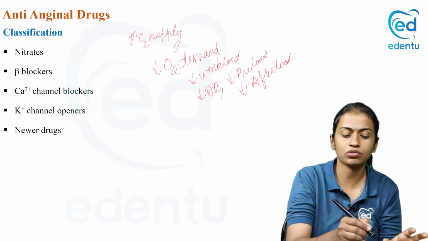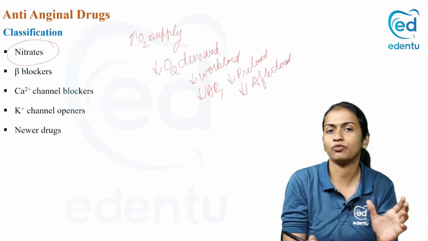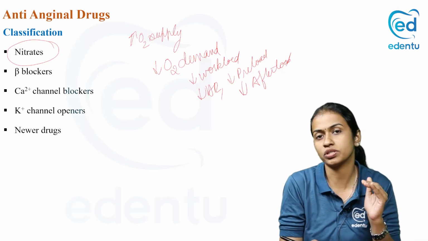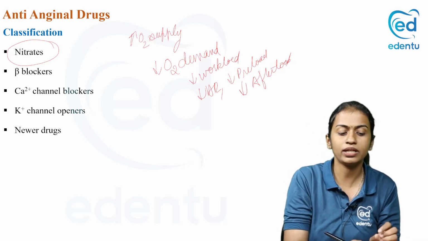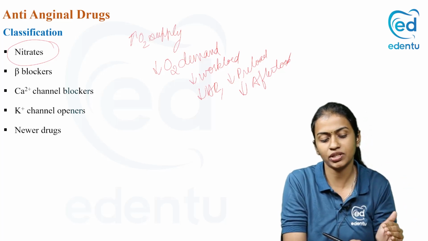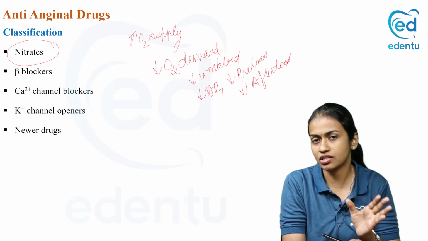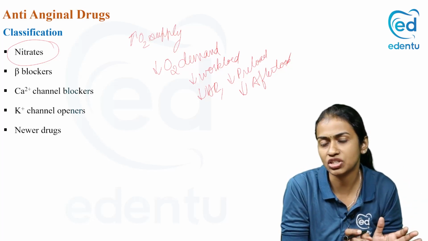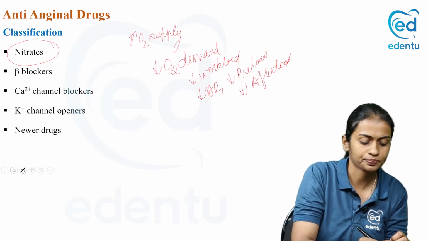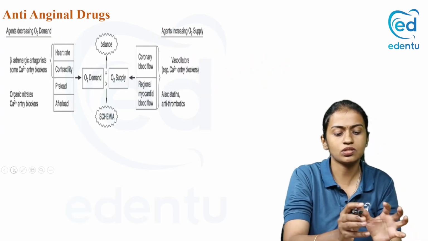So the most important drug is nitrates. Then you have beta blockers, calcium channel blockers, potassium channel blockers, and a few newer drugs. We'll cover nitrates in detail. The rest of the groups we have discussed in depth in other chapters, but we'll cover their anti-anginal actions in this class. So this is what I wanted to tell.